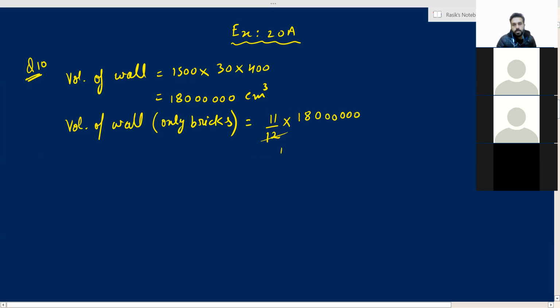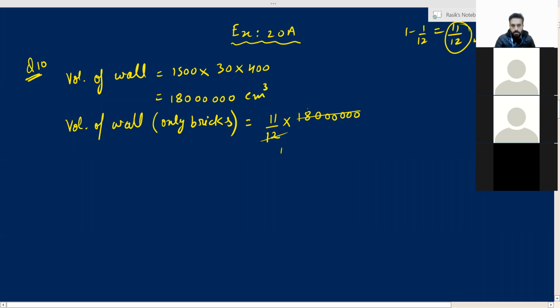Sir, it is 1 upon 12. Beta, 1 upon 12 is the volume of mortar. So the remaining 11 upon 12 is the volume of the bricks. Are you getting the point? Okay, sir. What is 1 minus 1 upon 12? Yes, sir. 1 minus 1 upon 12 is 11 upon 12. So 11 upon 12 is the volume of bricks which is used in the wall. Are you getting the point?